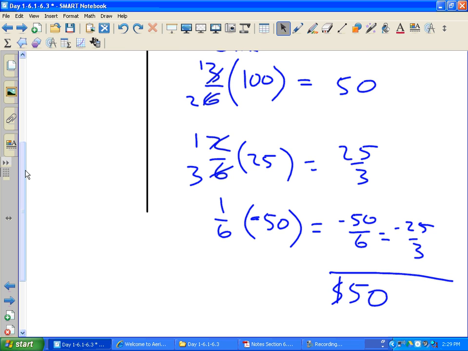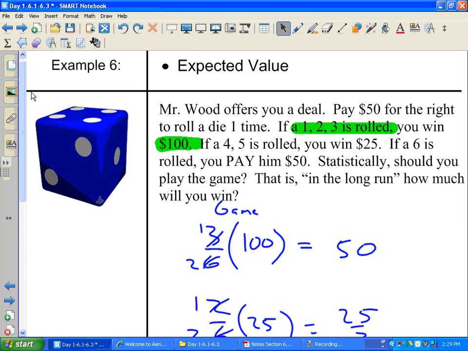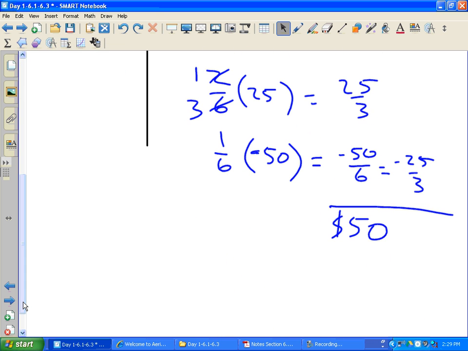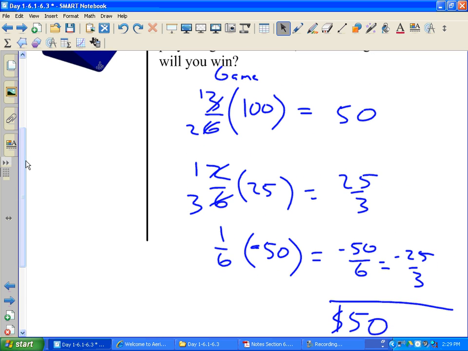So, I will tell you this. Your expected value, if I offered to let you play the game for free, you should definitely take that deal. Because on average, you're expected to get $50. Does that mean you're going to get $50 every time? No. In fact, I don't think in this problem you can even get $50 every time. You either get 100 or you get 25 or you lose 50.